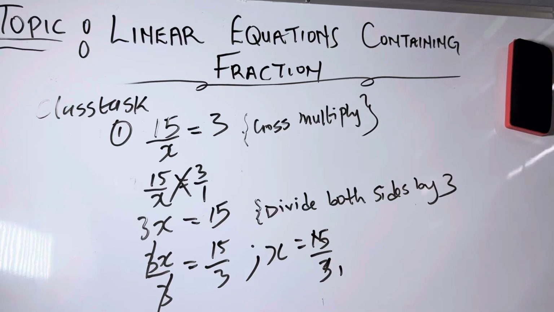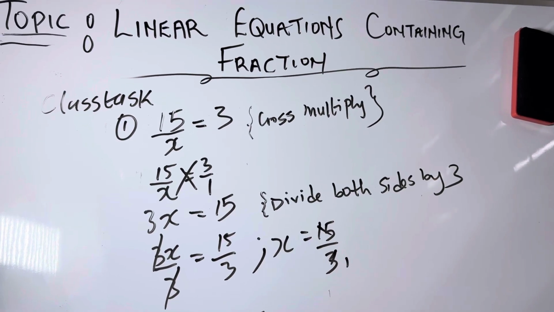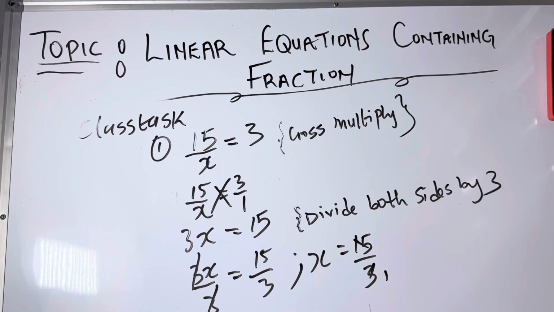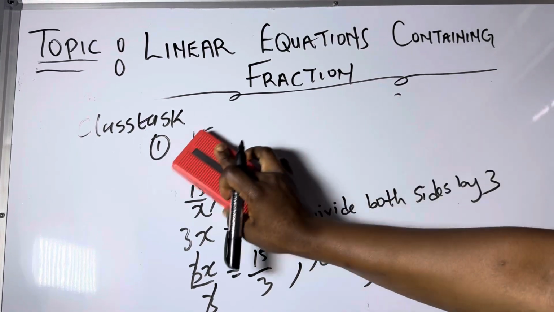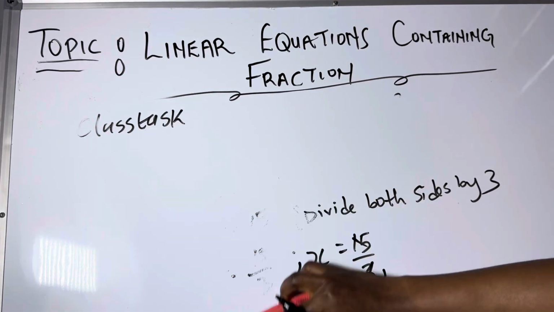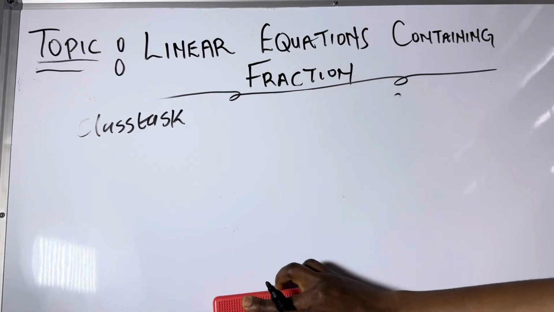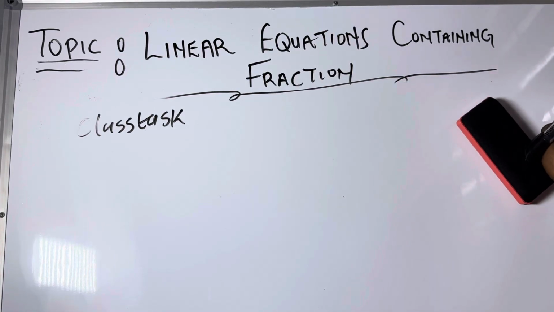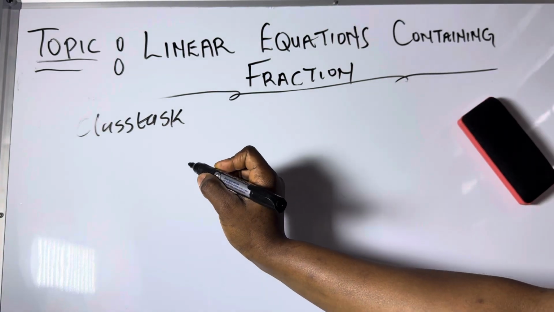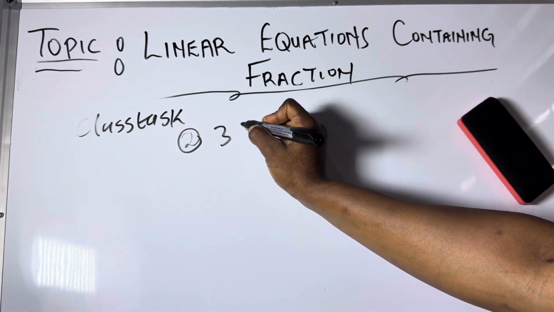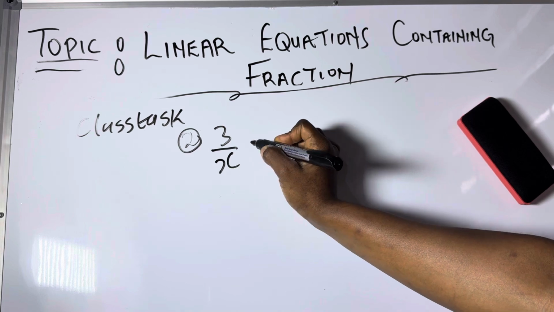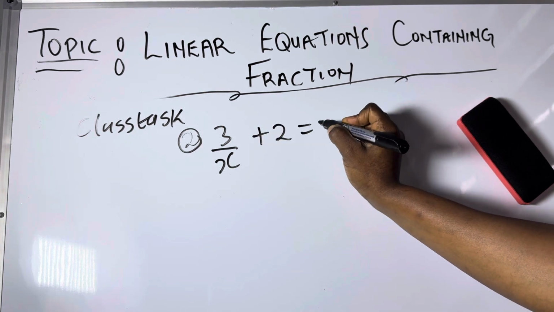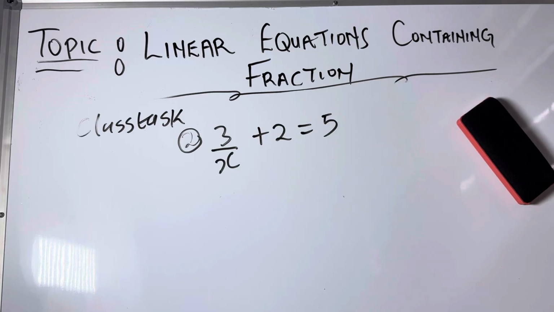Question 2. Question 2 says 3 over x plus 2 equals 5. After the count of 10, I'm going to solve the correction.